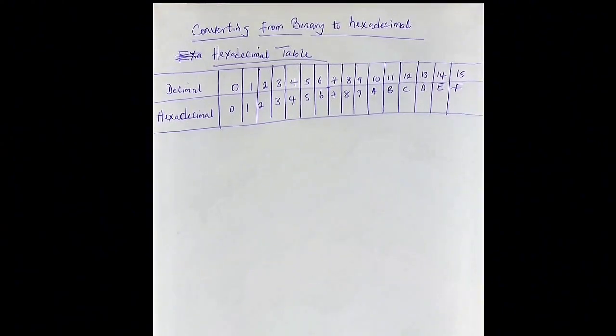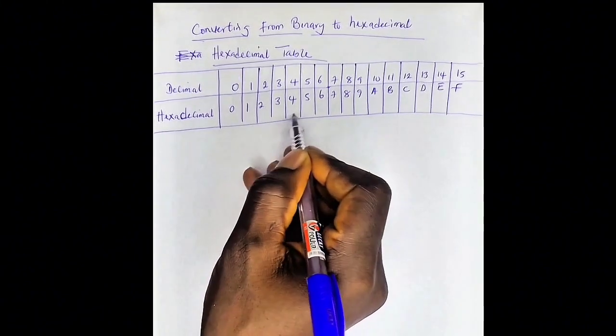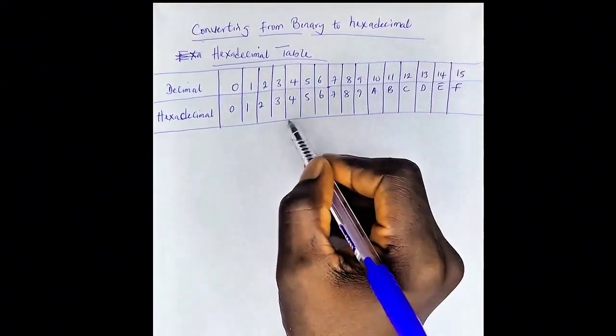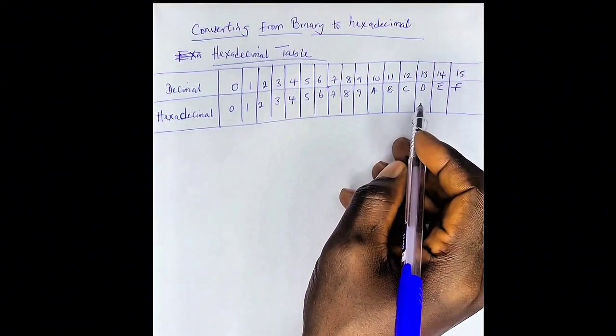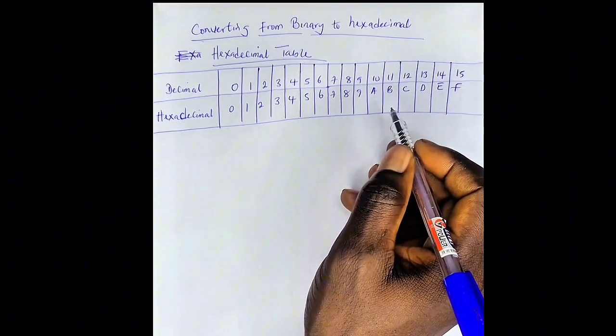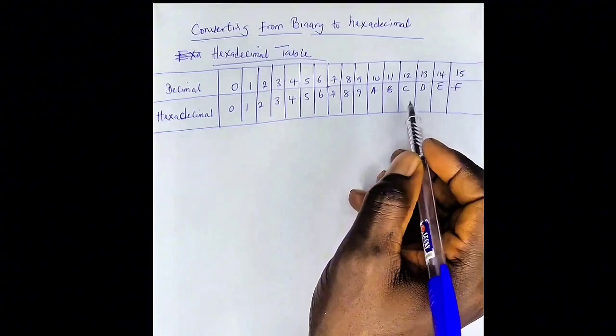Hexadecimal is a base 16 system that makes use of both numbers and alphabets. Binary is a base 2 system, while hexadecimal is a base 16 system.